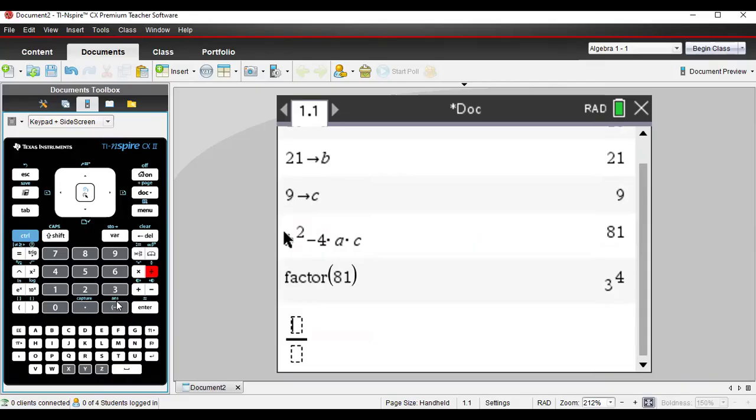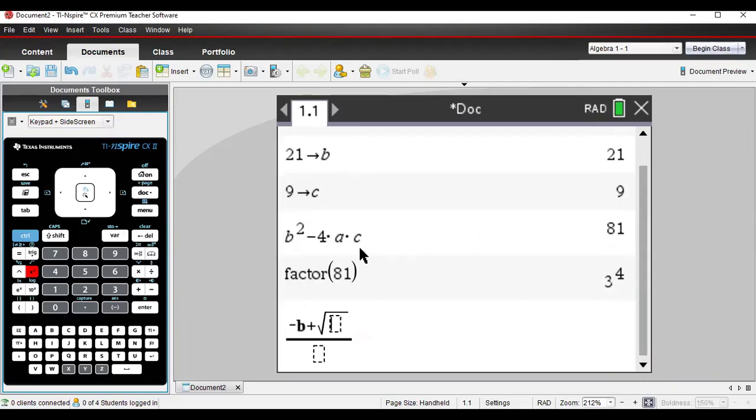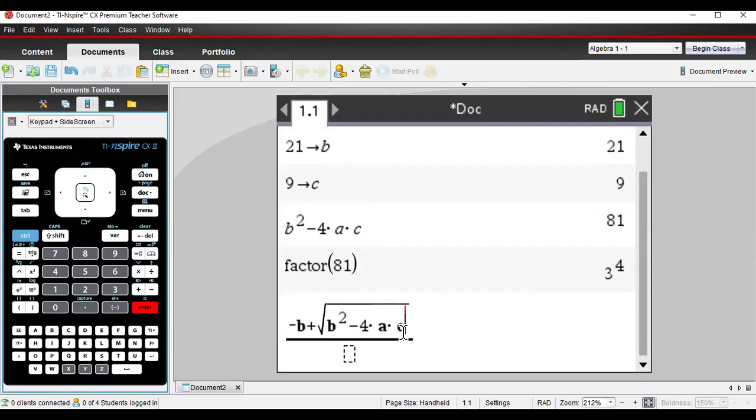We're just going to type it in: negative b plus the square root of, now remember this, we've already entered the b squared minus 4ac. That's how we knew it was a perfect square. You don't have to key that in again. Just go up and copy it, and it'll place it where it needs to go here. And then in the denominator, we just have 2a to finish off the formula.